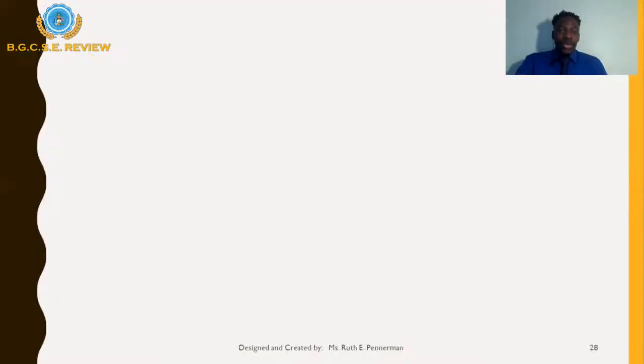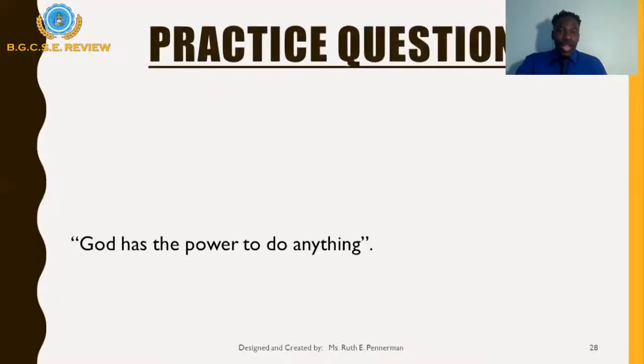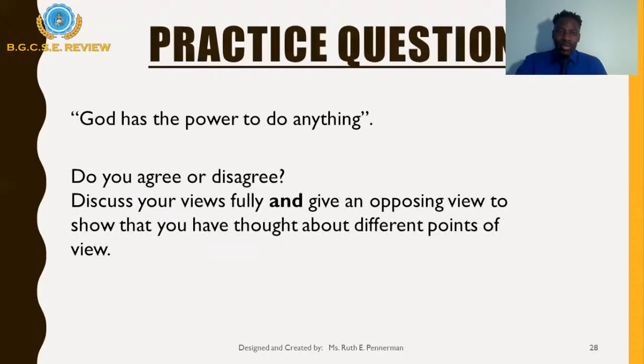And so what would you do as it relates to this practice question? God has the power to do anything. Do you agree or disagree? Discuss your views fully and give an opposing view to show that you thought about different points of view. So what do we have? Oh, that's a 10-point. So let's go back to our memory bank.